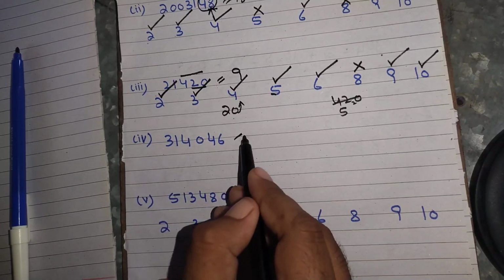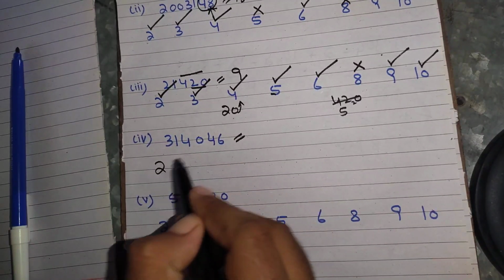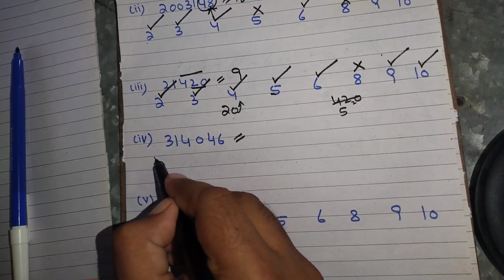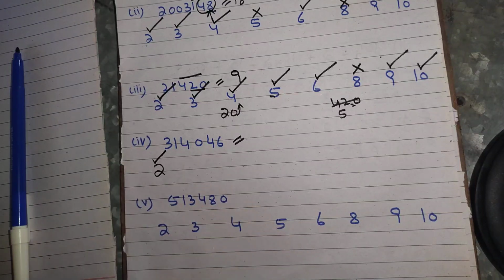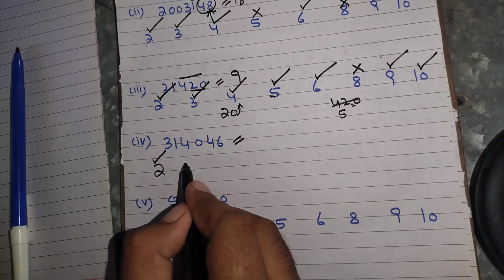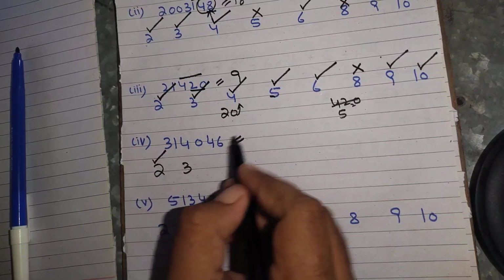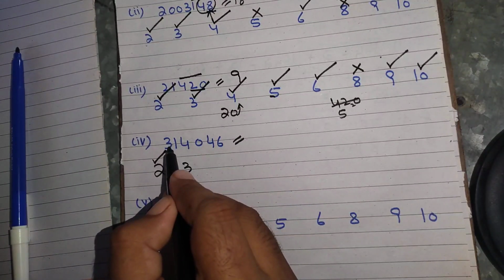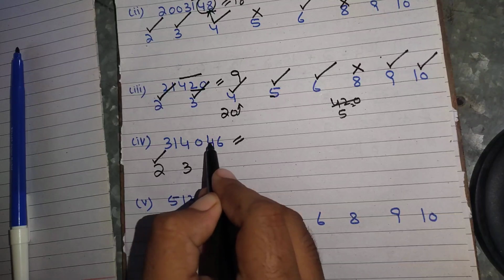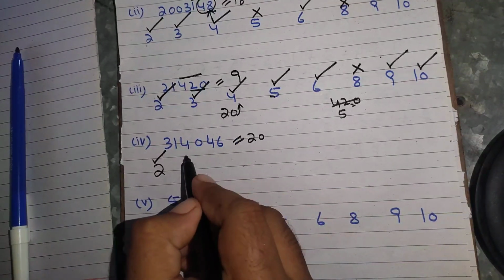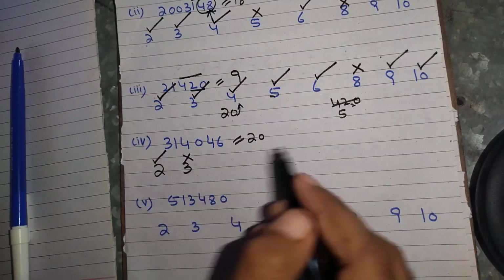Now let's come to the second number, 314046. Same rule. Here in the end there is an even number 6, so we say that this number is a divisor of 2. And again for 3, we combine the whole numbers, 3 1 4 8 14 20. Here we say that 20 is not a divisor of 3, so we put a cross.